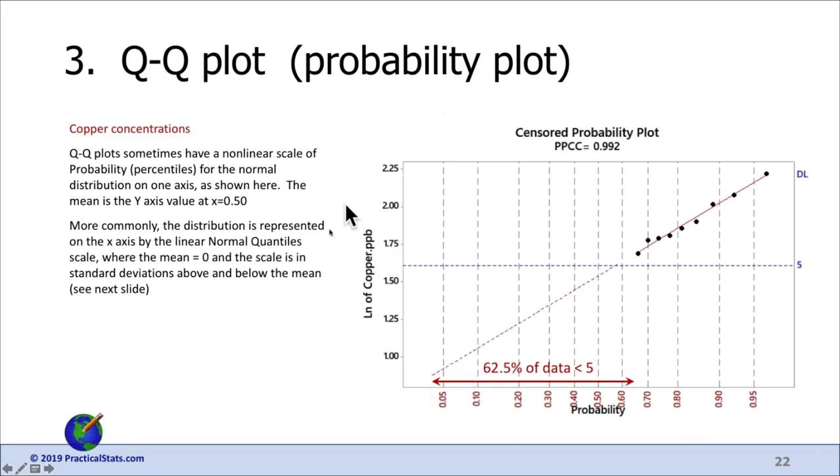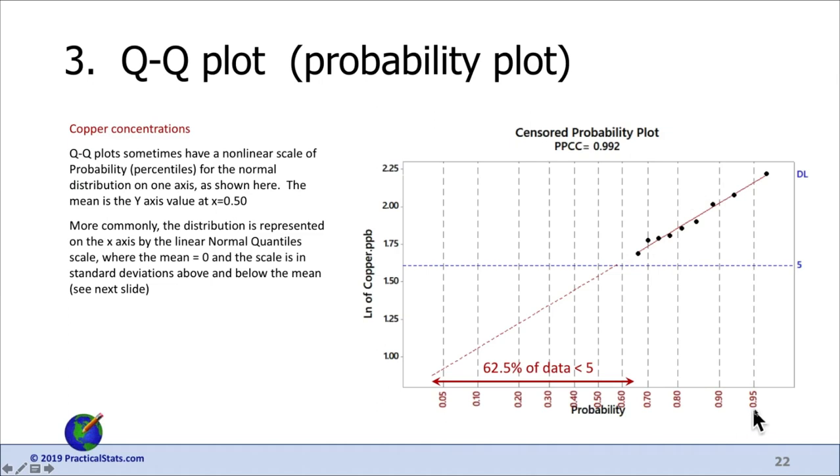So here the logs are on the y-axis, and I'll show you in the next slide why. This is a representation of a normal distribution. This is a normal probability plot using the logs, so this is representing an assumption of a log normal shape for this data.